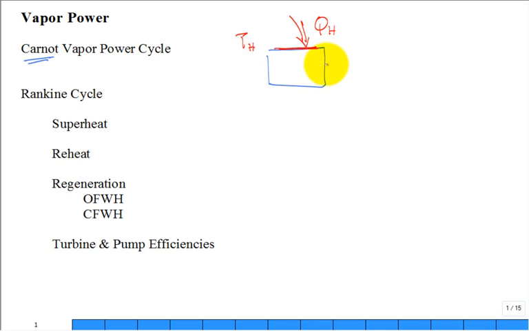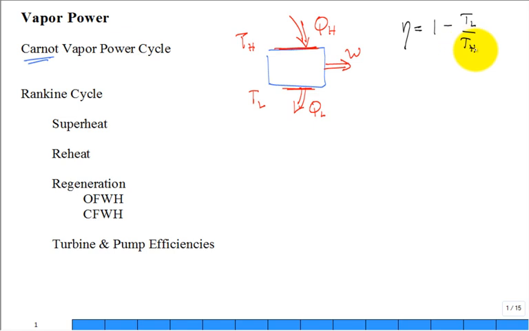And your goal was to convert as much of that into useful work as possible out of that system. And then you had to reject some QL at a lower temperature TL. We developed, way back at Thermo 1, the thermal efficiency of this cycle. And that was one of the great contributions of Carnot. That's why we still kick around his name and use it in thermodynamics. 1 minus TL over TH.